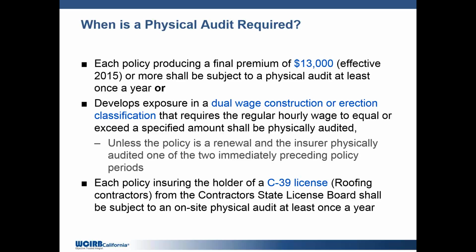And this is a stipulation that came into play when the roofing industry, in an act of self-policing, approached the legislature and said, hey, we think there are some bad actors in our industry, and we think that having a physical audit every year would be helpful to make sure that we're getting the right payrolls and losses, and that things are being accurately reported.